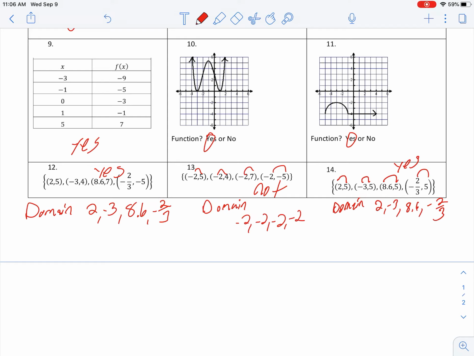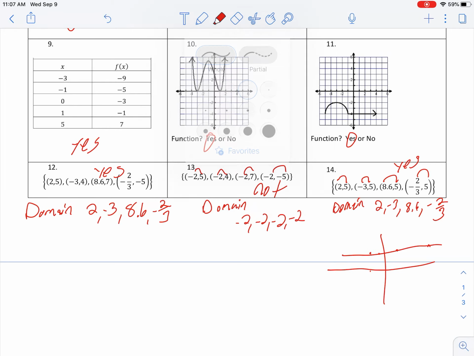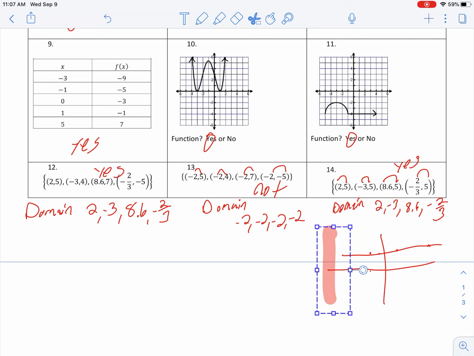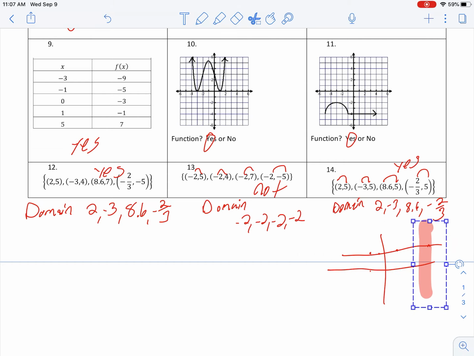What you actually have on number 14, and we'll talk about this over the next few days, is if we made a graph of this, if I just sketched out a quick graph, let's plot those points. 2, 5 would be right here. Negative 3, 5 would be here. 8.6, 5 would be here. Negative 2/3, 5. And what you would start to create is a horizontal line. If I use my vertical line test again and drag it across, it's only hitting that horizontal line one point at a time. So visually, that's why it's passing the vertical line test, why we call it a function. So just another way to look at those types of things, and that's what we're trying to get you guys to see.